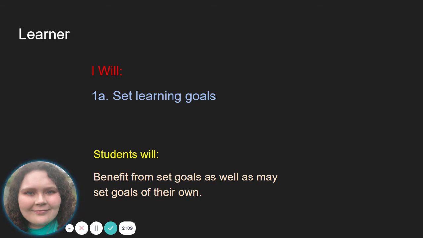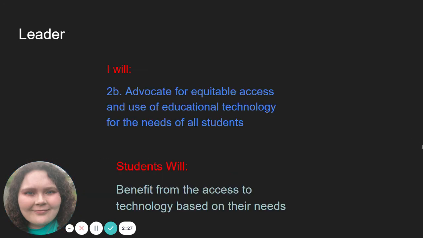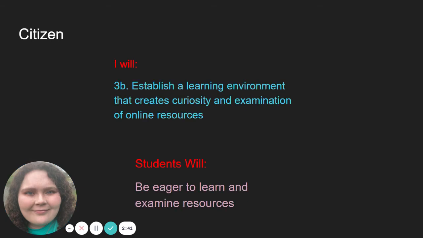So this is going over the ISTE standards. The first one is learner. For learner, I will set learning goals, and the students will benefit from the set goals, as well as they may set their own goals. For leader, I will advocate for equitable access and use of educational technology for the needs of all students. And the students will benefit from the access to technology based on their needs.